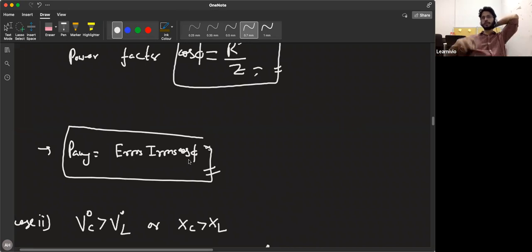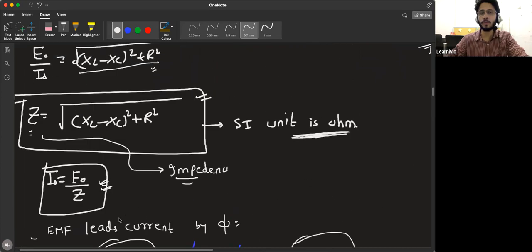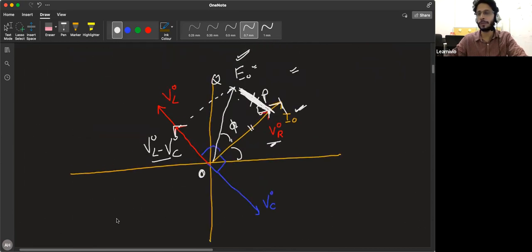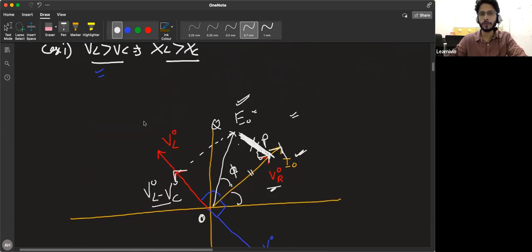Okay, now let's do the second case. In the first case, we considered that V naught L is greater than V naught C, but in the second case, we will take V naught C greater than V naught L. So can you expect what changes in the calculations would be right from the phasor diagram? Let's discuss what could be the changes in the phasor diagram if V naught C is greater than V naught L. Yashika?